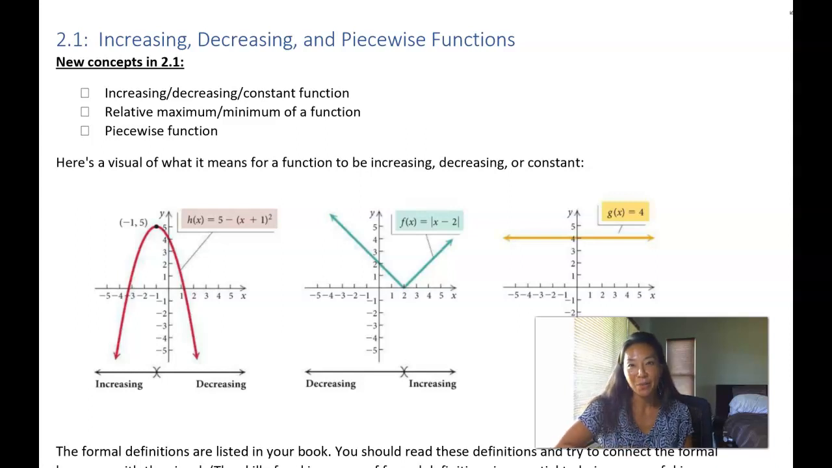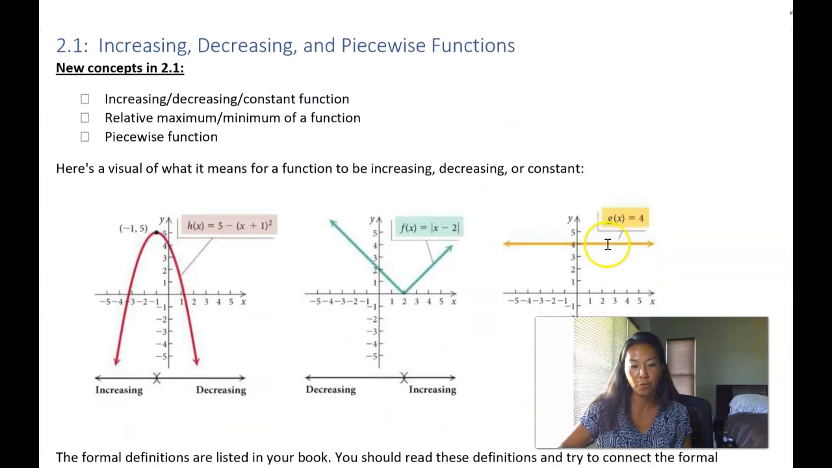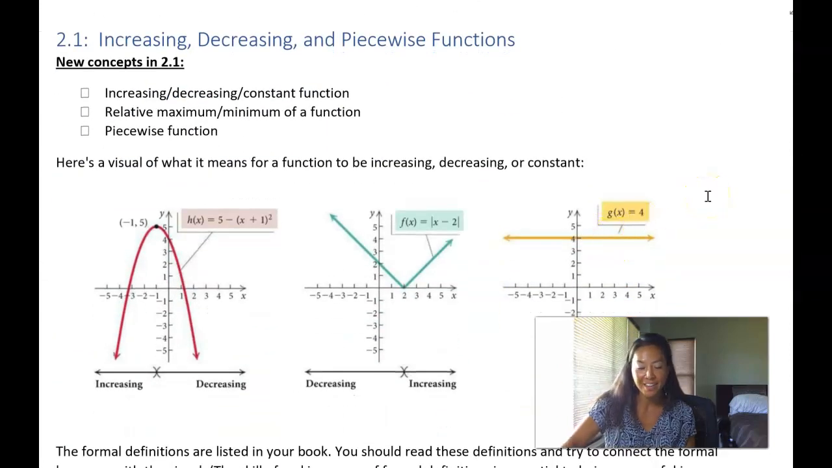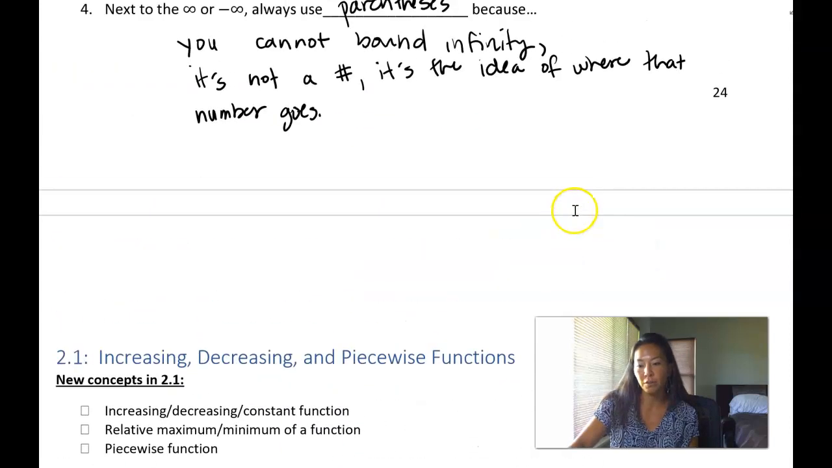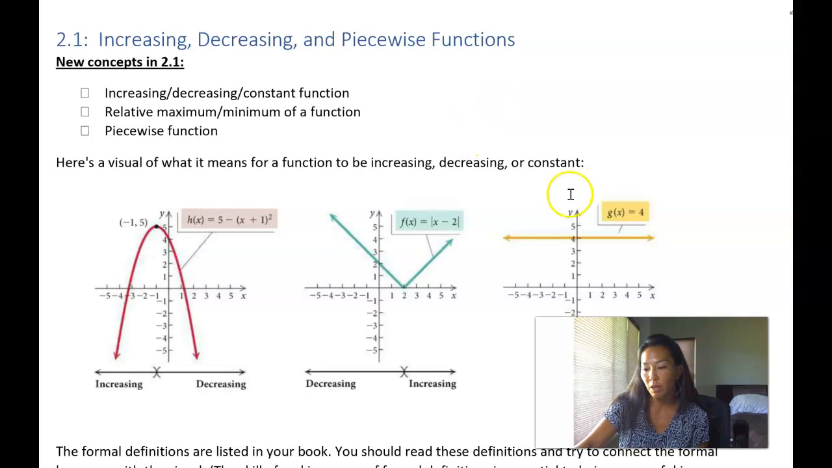All right, here we are in section 2.1. The page number that you want to turn to is page 24 in your packet. Page 25, 2.1, increasing and decreasing piecewise functions. We're going to be looking at that today.